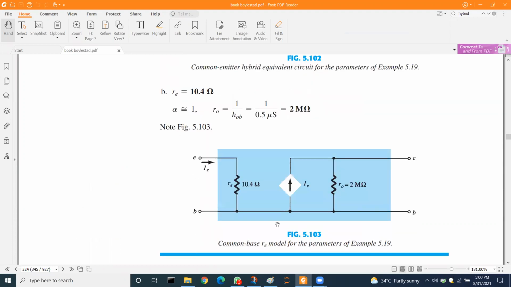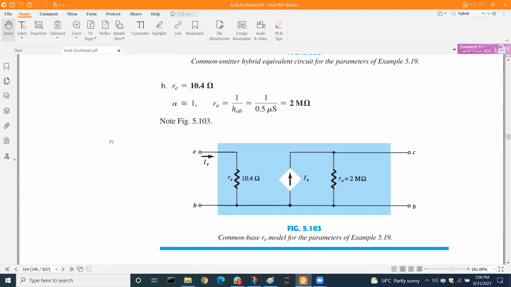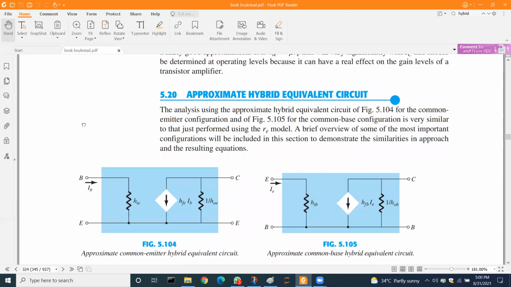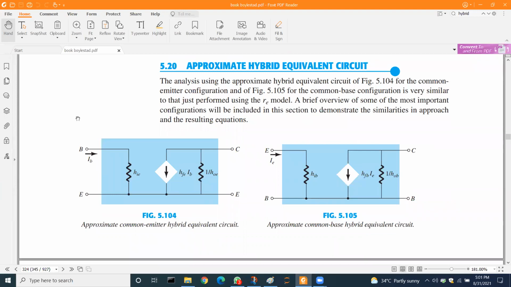Common base we are not considering, but if we go through the theory and the formulas, we can also work out the common base as well, but our primary focus is the common emitter configuration. Okay, then there is the approximate model. This is the approximate model, and the earlier example was primarily solved with this model. In it, the HR parameter is not present, so it reduces to a 3 parameter problem.